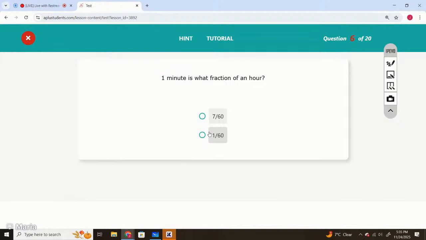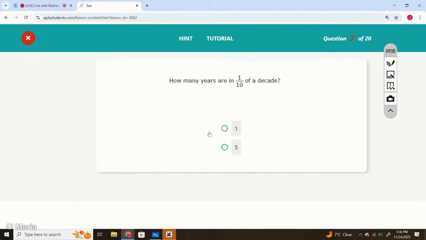1 minute is what fraction of an hour? Sorry, 1 minute is what fraction of an hour? So that is 1 by 60.